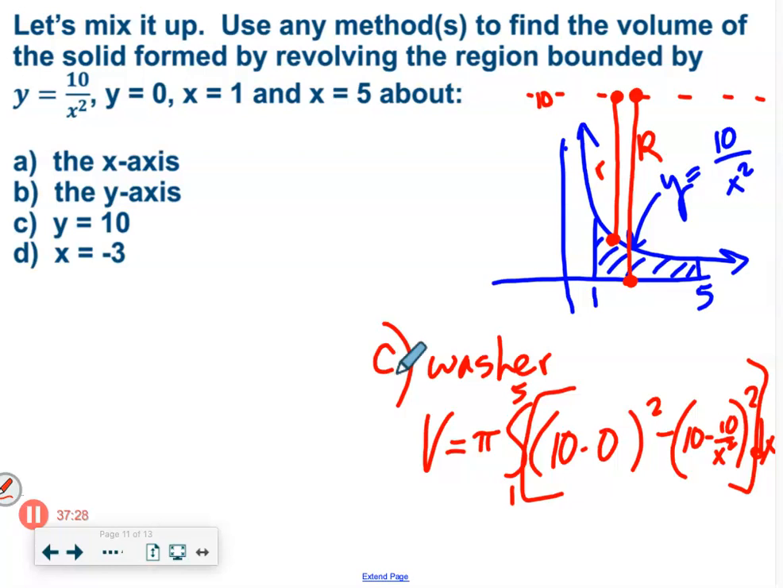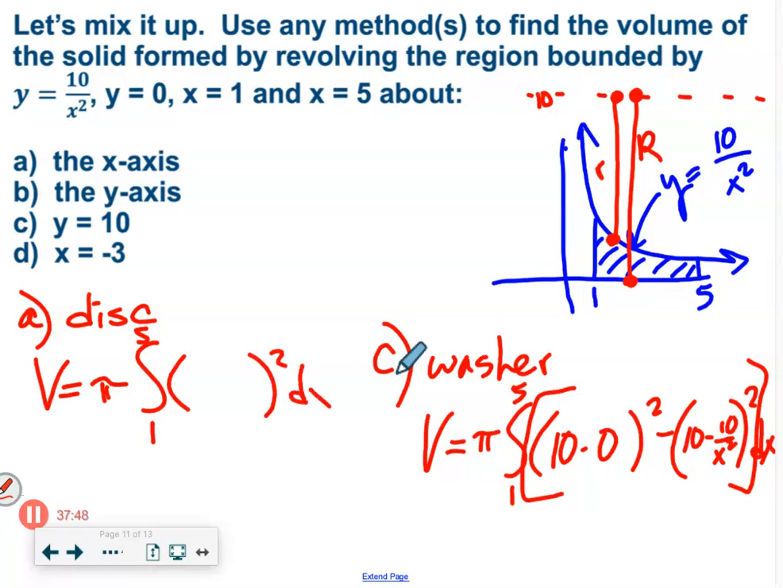So, do you guys need another minute to finish? No. Part A was just about the x-axis. What method did you use? Disc. So for part A, disc is pi r squared. So when you're just doing disc, that means your radius is just the top minus bottom of your region. So for disc, it's just 10 over x squared minus 0. Top minus bottom.